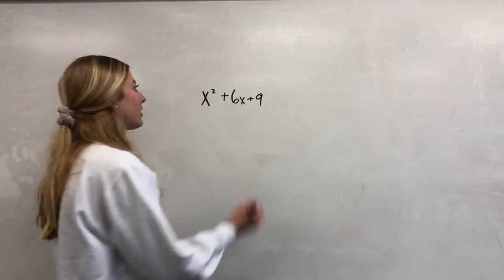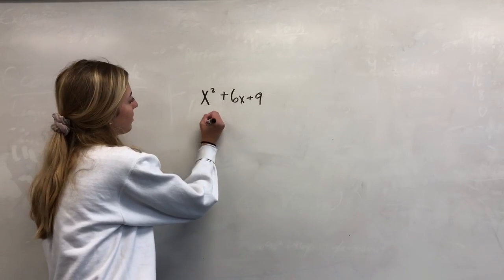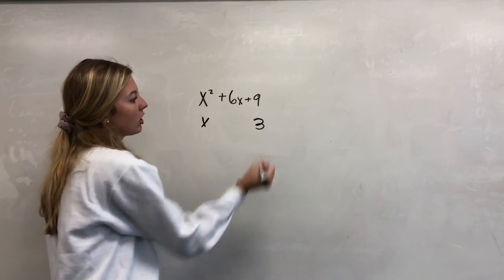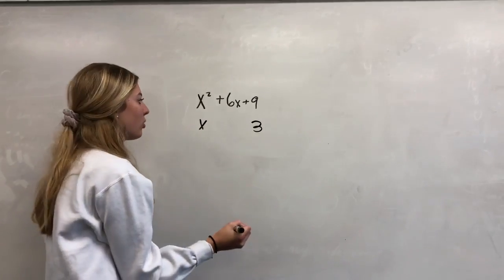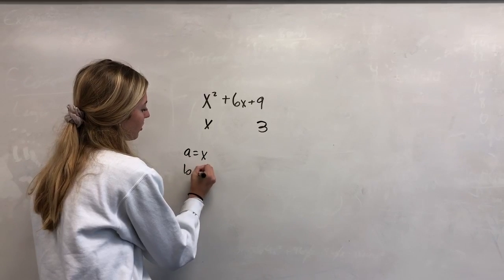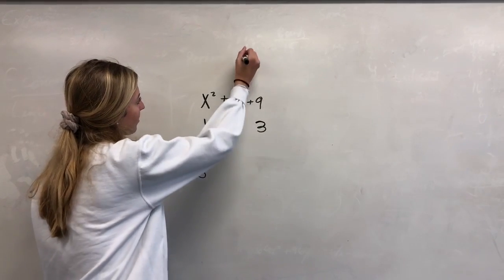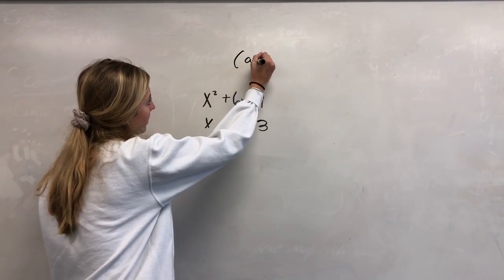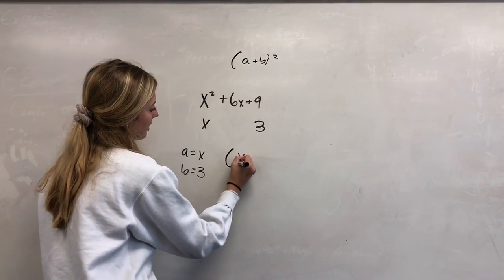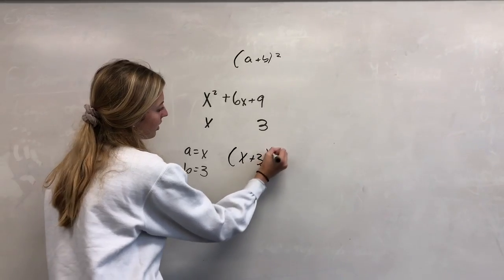Okay, let's see if it works. So the square root of x squared is x, and the square root of 9 is 3. So we know it can be a perfect square trinomial. So a equals x, b equals 3. So in the formula, a plus b squared. So now it's x plus 3 squared.